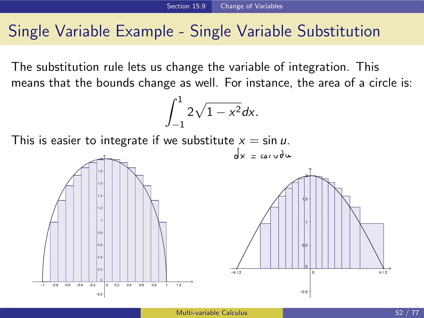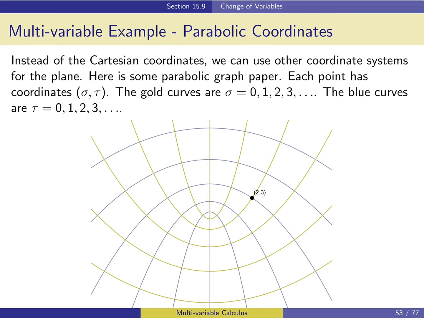The question is, how do we do that for a two-variable or more variable function? Instead of the Cartesian coordinate system, that is the xy coordinate system, we're going to be using other coordinate systems for the plane when it's convenient. Here's an example of an alternate coordinate system. This is called the parabolic coordinate system. Instead of vertical lines and horizontal lines being the grid lines, here the grid lines are parabolas.